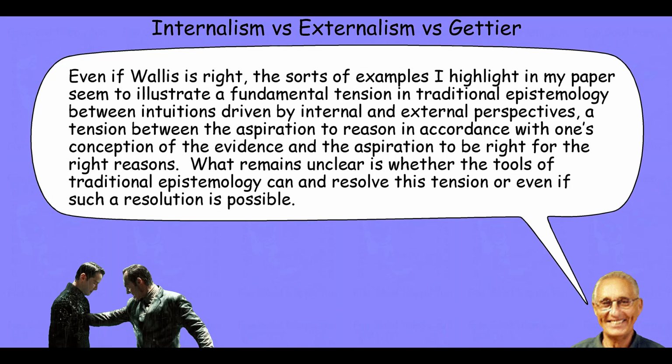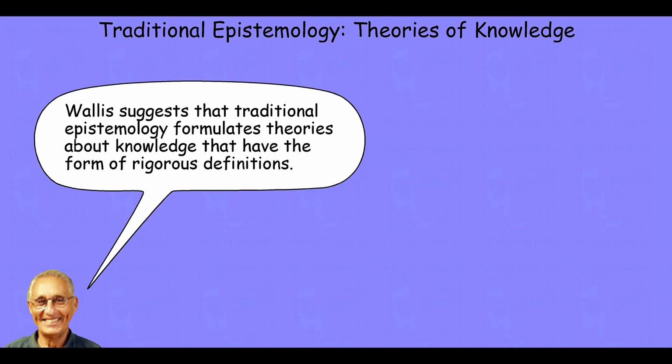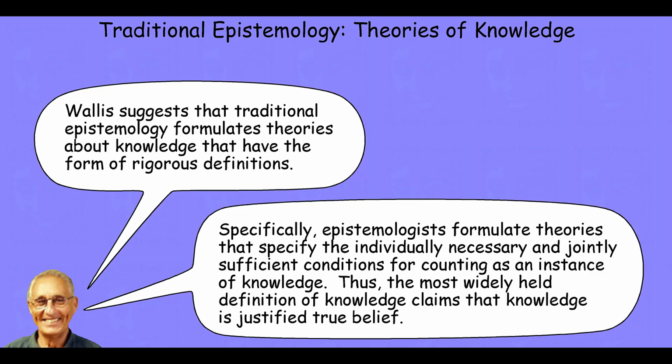What remains unclear is whether the tools of traditional epistemology can resolve this tension, or even if such a resolution is possible either within traditional epistemology or by alternative means. Rather than try to answer that last question, what I want to do instead is finish this lecture module by reviewing some of the important features of traditional epistemology that have emerged during the course of the term. Remember that at the beginning of the term, I suggested that traditional epistemology formulates theories about knowledge that have the form of rigorous definitions. Specifically, epistemologists formulate theories that specify the individually necessary and jointly sufficient conditions for counting as an instance of knowledge. Thus, the most widely held definition of knowledge, as we've seen, is that knowledge is justified true belief.